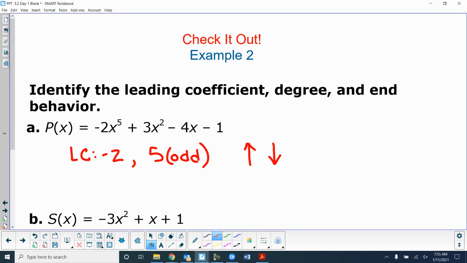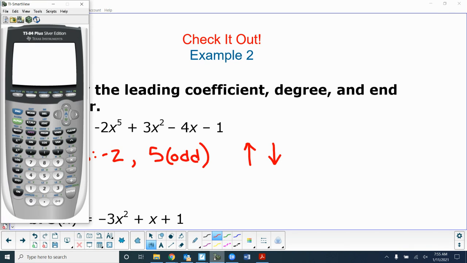If I were to put it in my calculator, this is something you can do if you want. To graph something, you hit your y equals button, and remember, negative signs are down here at the bottom. So negative 2x to the 5th plus 3x squared minus 4x minus 1. And when you hit graph, watch it. Sometimes you'll see it come down first, and sometimes you'll see it go up first.